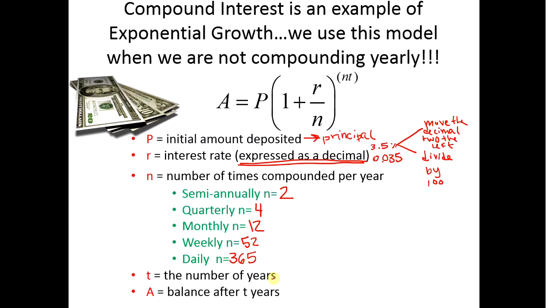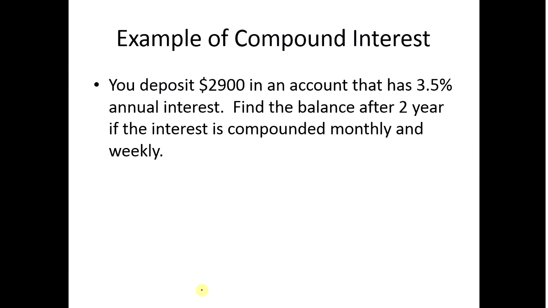T is the number of years. You're going to leave it in there. And A is the balance after T years. So let's try this out. I'm going to deposit $2,900, so I'm going to underline that, in an account that has 3.5% annual interest. I need to find the balance after 2 years if my interest is compounded monthly and weekly. So I'm going to try one monthly, one weekly.